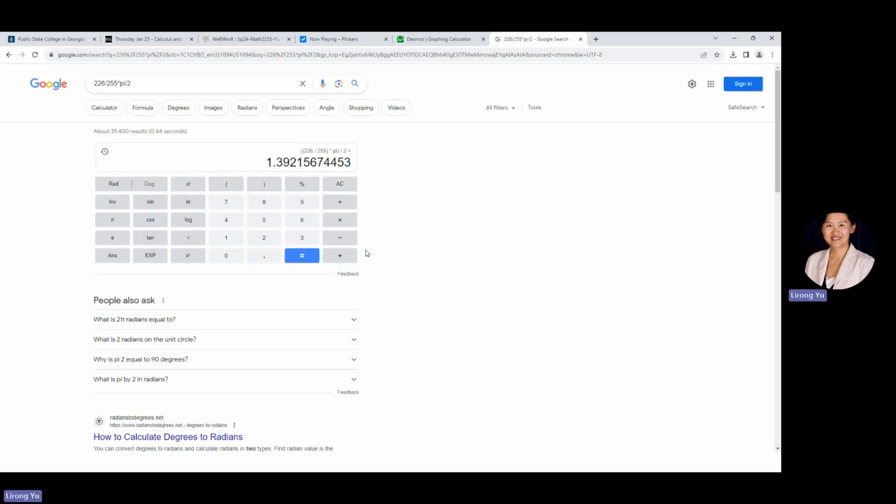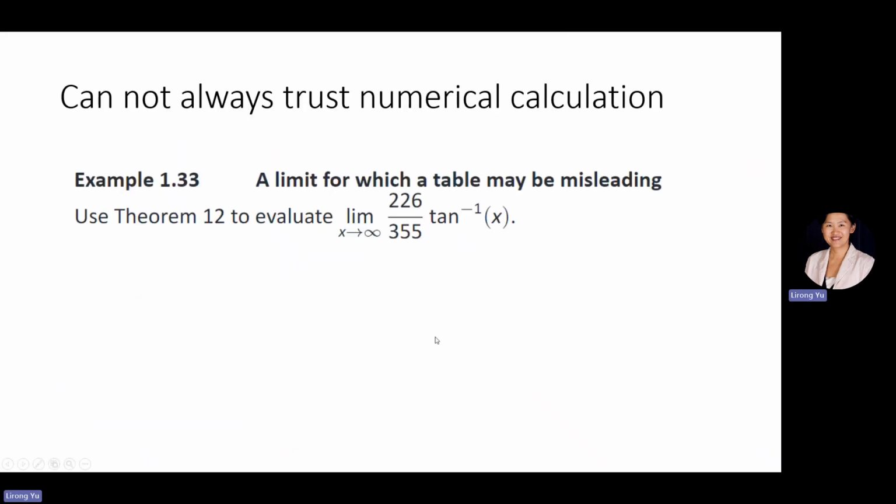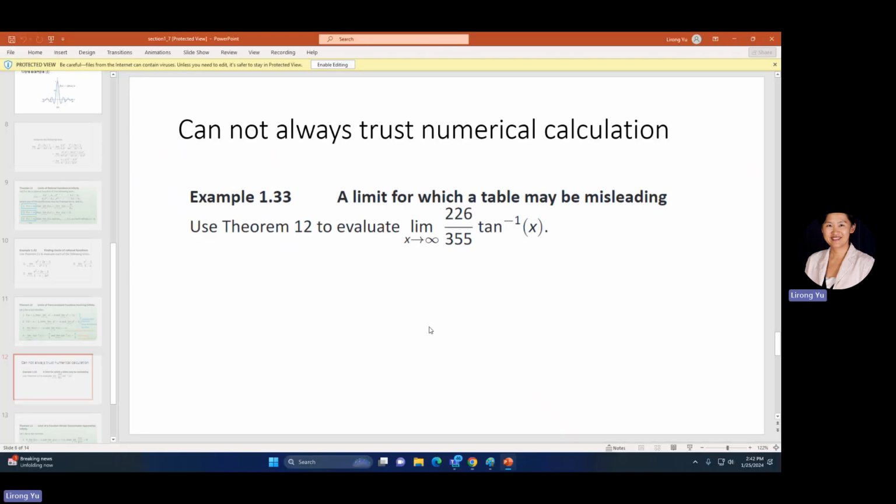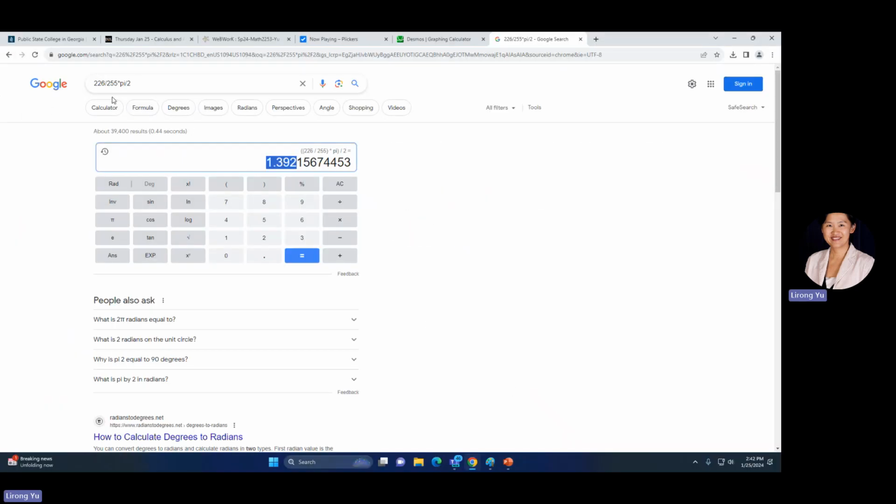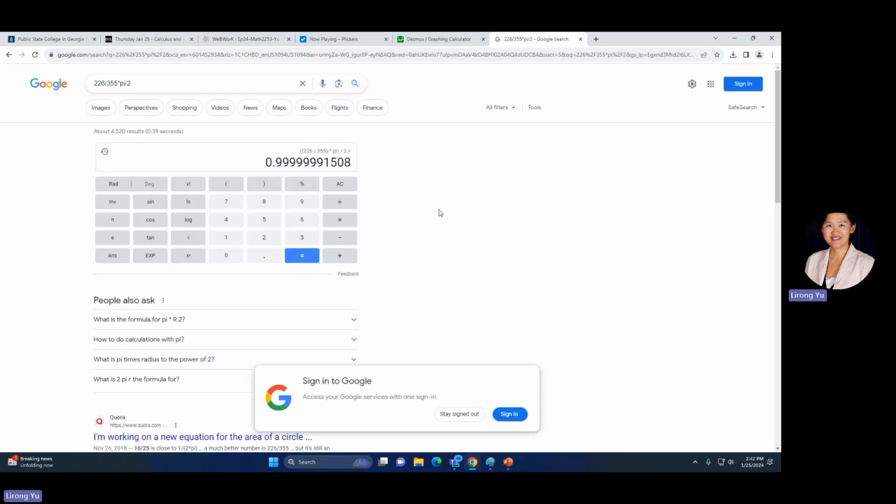Okay, so it's roughly 1.392. That's an approximation. That's 225. Okay, I called that. All right. Yes, thank you. All right, so that's fine.